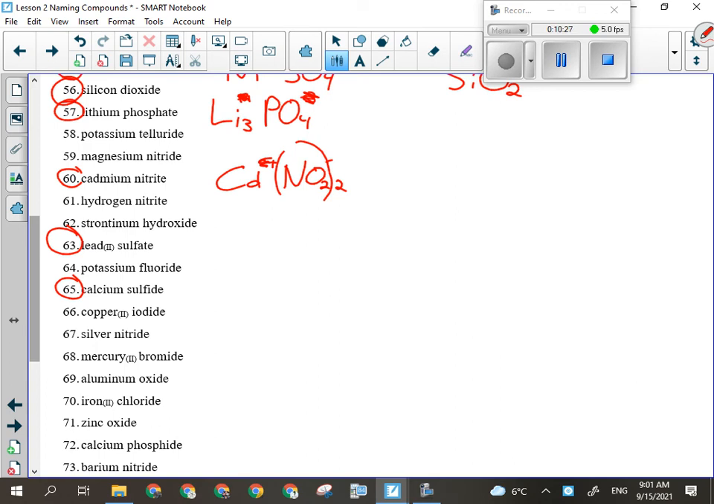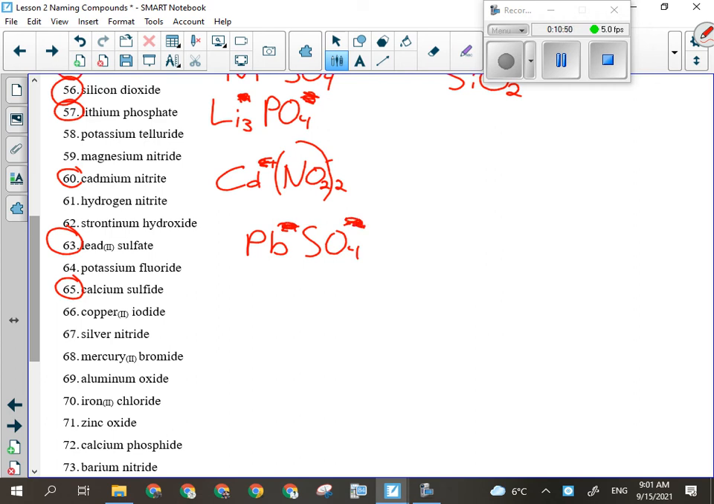Number 63, I got lead 2 sulfate. So this is again an ionic compound because we have a metal and a Roman numeral. Right? The Roman numeral tells me this is the 2+ lead. And it is with sulfate, which is SO4. It also has a -2 charge, so do I need to do anything else? No. Nope, that one's good the way we wrote it.